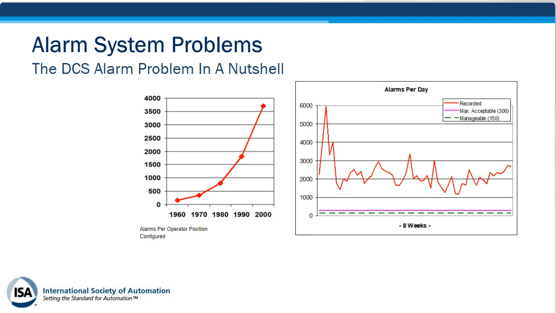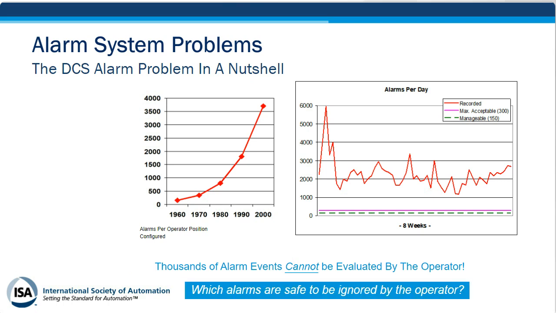As you look at that screen capture, those are alarms in a particular process plant as well. So 1,000 alarm events that cannot be evaluated by the operator. Which alarms are safe to be ignored by the operator? That's the question that each of you needs to ask. Which ones are safe for them to ignore?